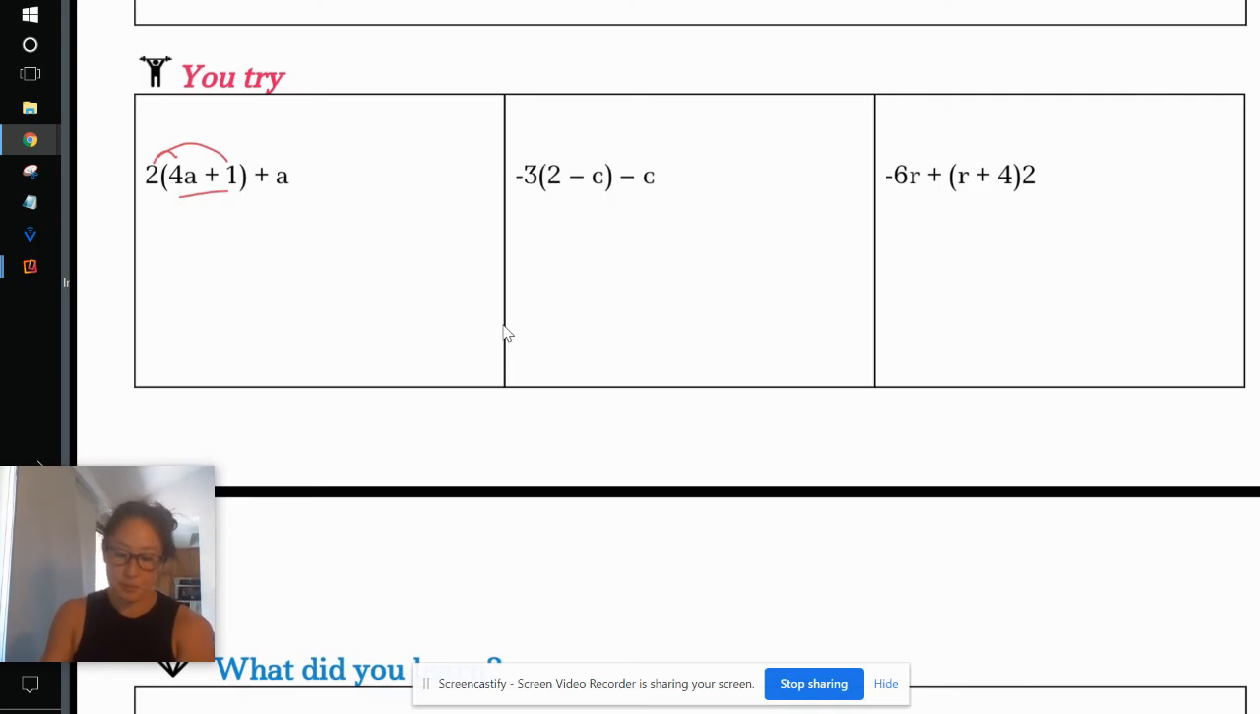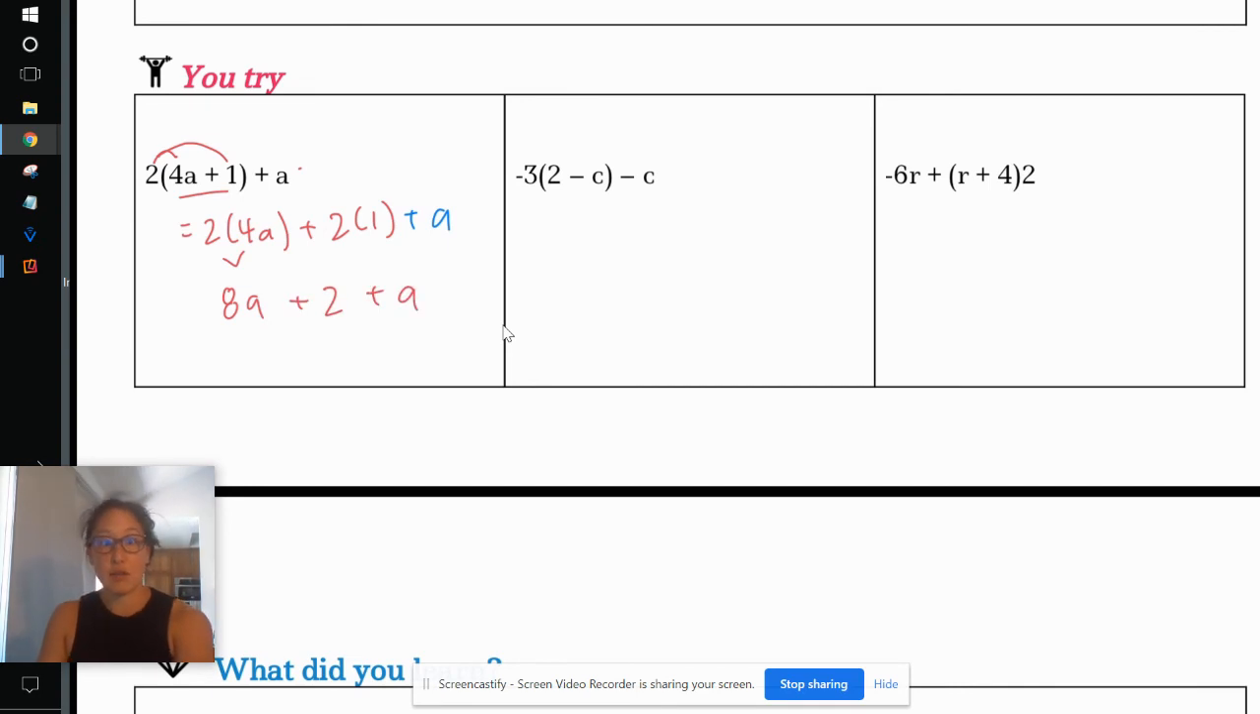Distribute first because I cannot combine 4a plus 1. So I get 2 times 4a plus 2 times 1. And then I'm going to bring down the a. Okay, simplify. 2 times 4 is 8a plus 2 plus that a that we had from the beginning. So 8a plus 1a is 9a plus 2. And that's it. The 2 doesn't have an a, so I just stop.